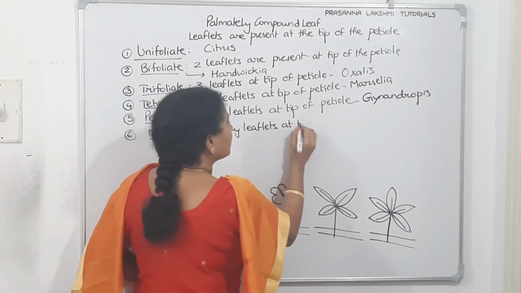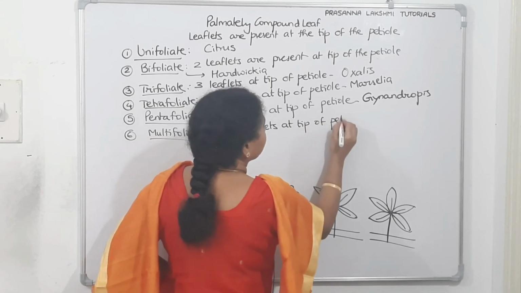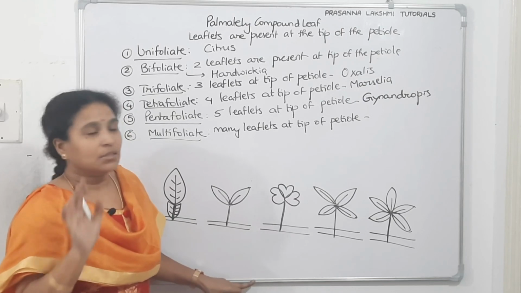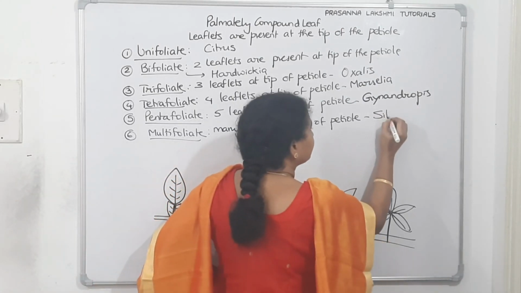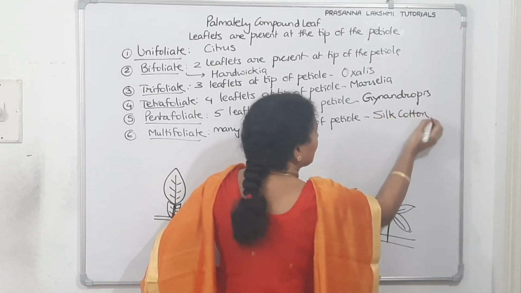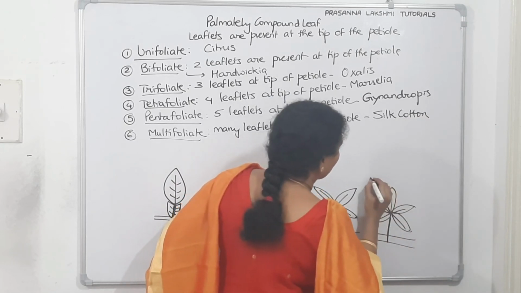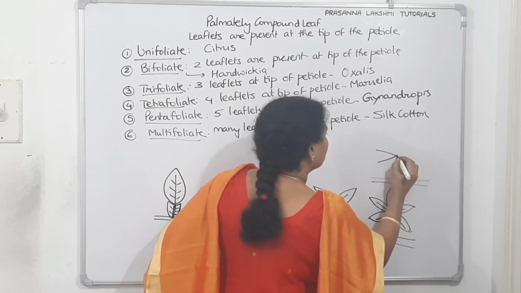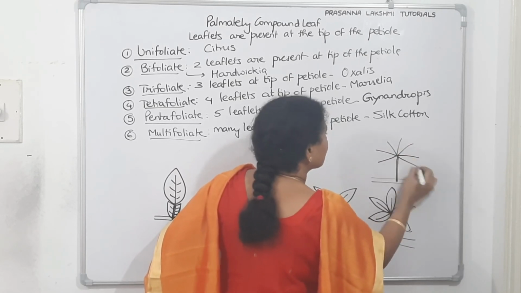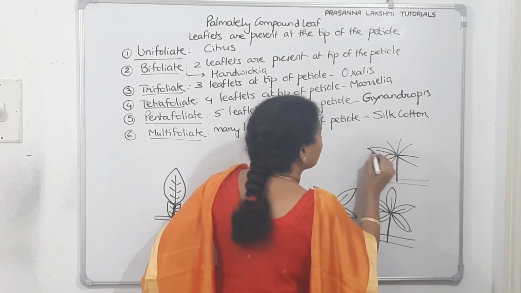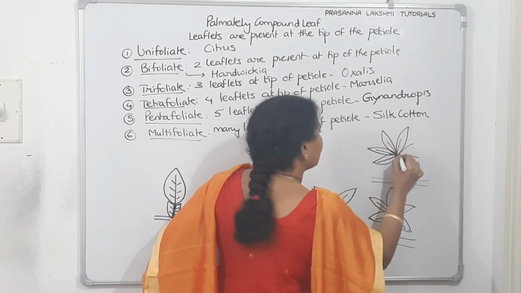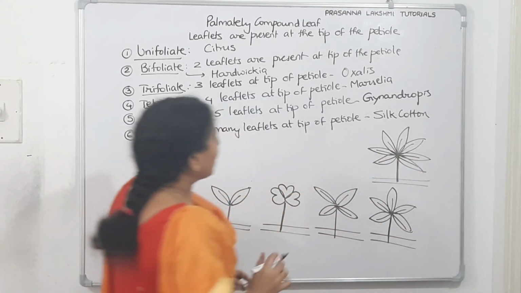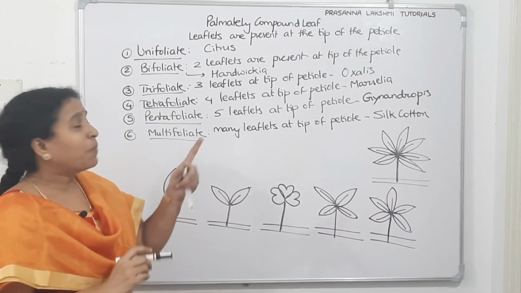Many leaflets at the tip of petiole. In NCERT, they have given silk cotton as an example. Right? So, for multifoliate, if we have to draw, let me draw it here. At the tip of the petiole, multifoliate means 1, 2, 3, 4, 5, 6, 7. Many leaflets, right? More than 5. This is multifoliate. So, this is about palmately compound leaf.